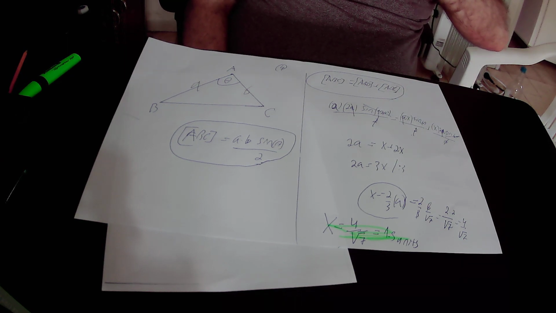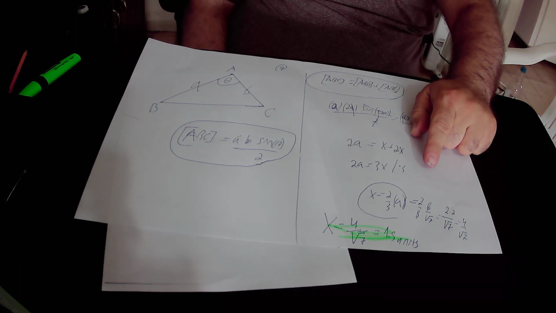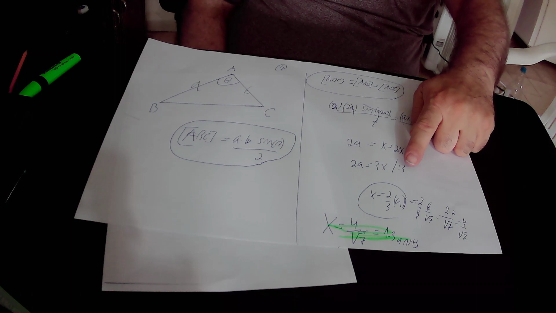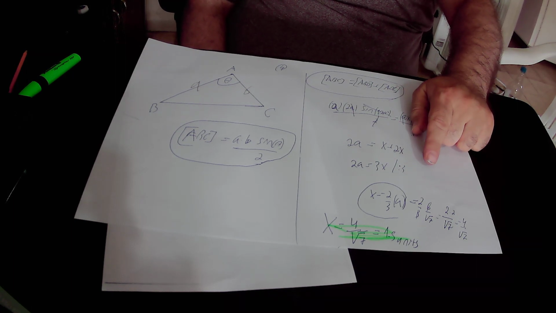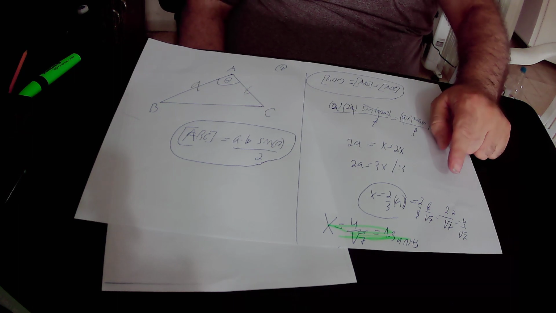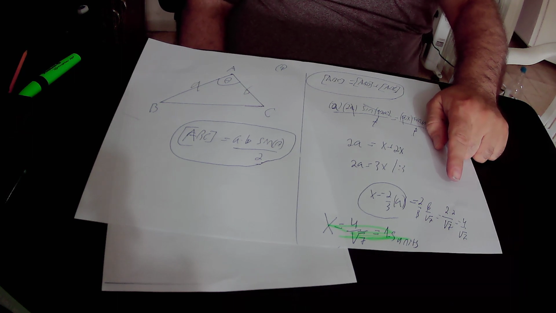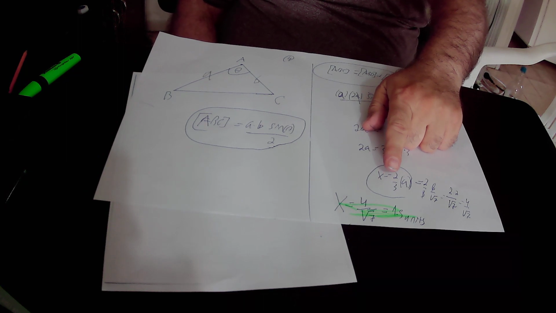X equals 2/3 A. We have already found out that A equals 6 over square root of 7 units, so we substitute A here by 6 over square root of 7 units, and found out that X equals 2 times 6 over 3 times square root of 7 units. 6 over 3 is 2, so here we will have 2 times 2 over square root of 7 units. 2 times 2 is 4, so in conclusion we found out that X equals 4 over square root of 7 units, or in terms of numbers, it is equal to 1.5 units.